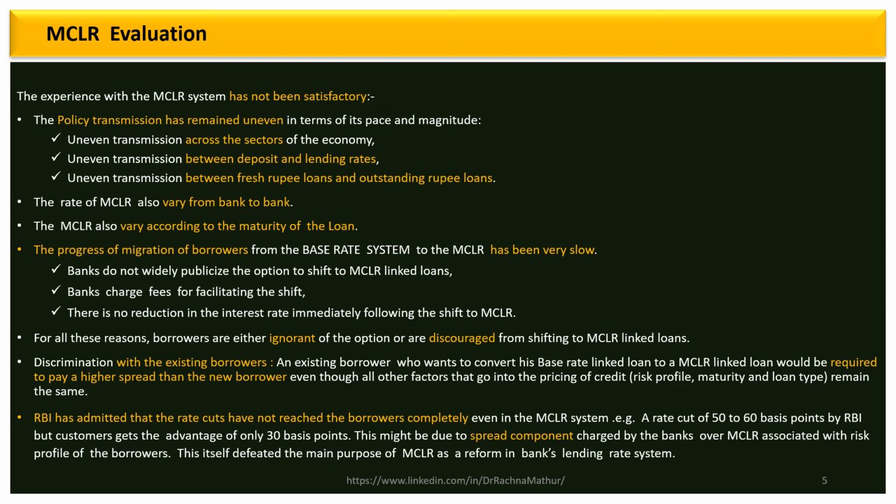Another criticism regarding MCLR is that RBI has admitted that the rate cuts have not reached the borrower completely, even in the MCLR system, as for a rate cut of 50 to 60 basis points by RBI, the customer gets the advantage of only 30 basis points. This might be due to the spread component charged by the bank over MCLR, associated with the risk profile of the borrower. This itself defeats the main purpose of MCLR as a reform in the banks' lending rate system.